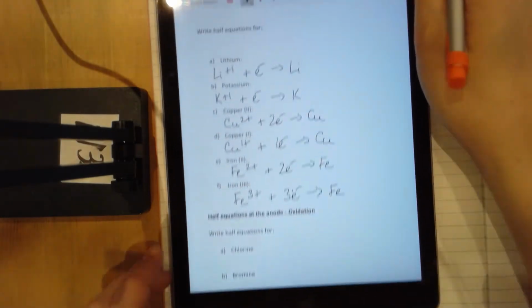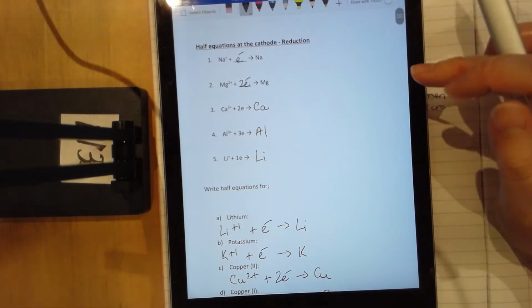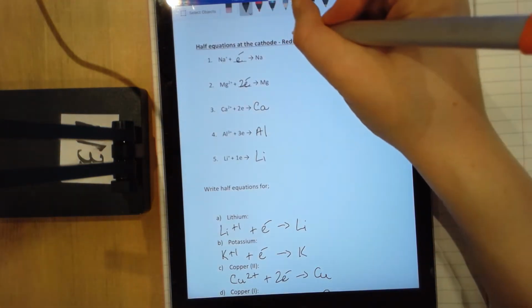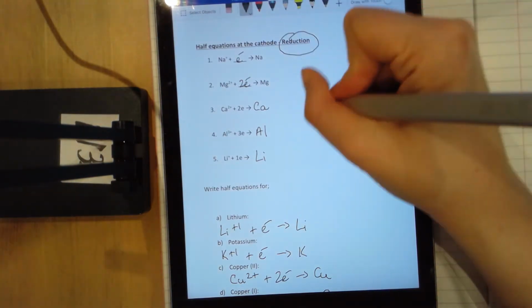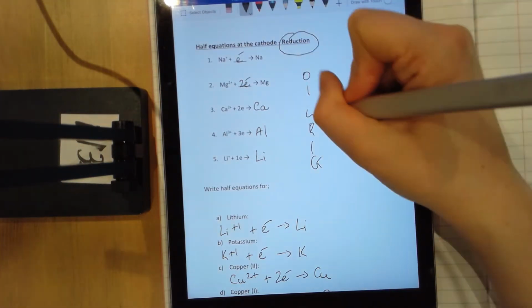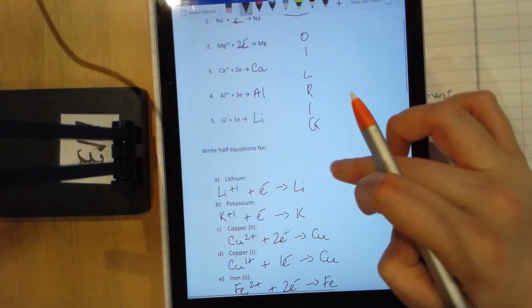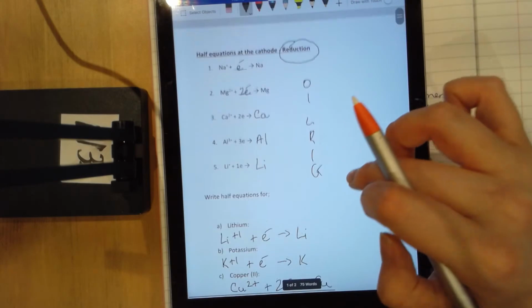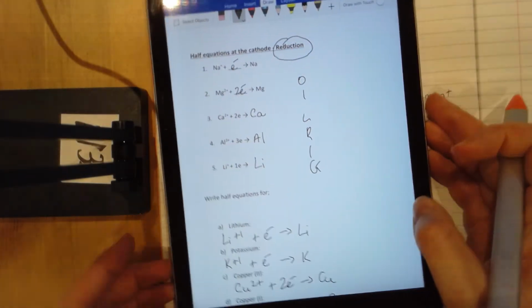Now, what you will notice is in all of these equations, your metals are gaining electrons. Because they are gaining electrons, we say that the metals are reduced, okay? We remember OIL RIG. Oxidation is loss, reduction is gain of electrons. So in all of these cases, you see that your metals are gaining electrons, therefore your metals are reduced, okay?